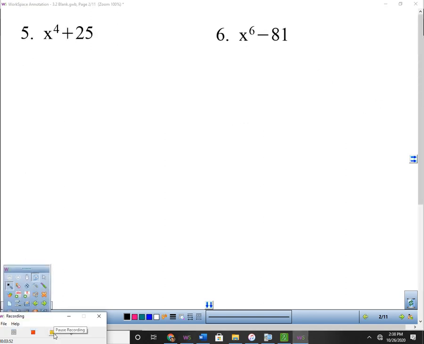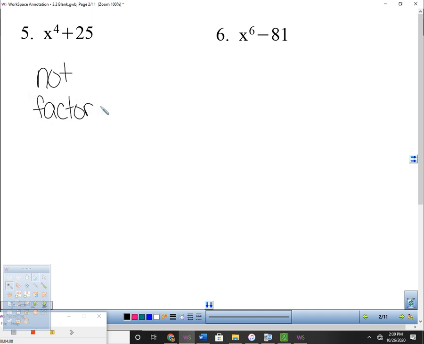All right. So do you have two perfect squares with a minus sign? Ooh, okay. So I can't split that into two, right? Because I have a plus sign. And also, do you have any common factors? No. So this is not factorable. Can't do anything with it. You have to have the minus sign. So not factorable.